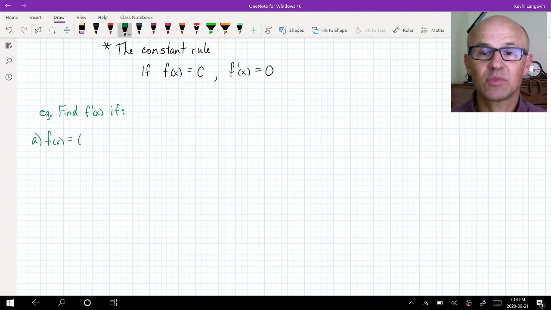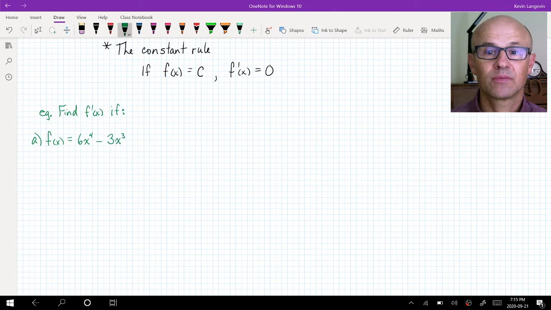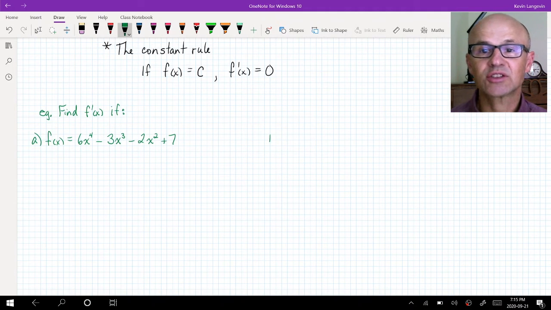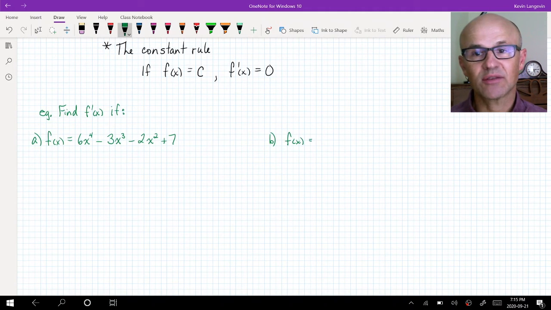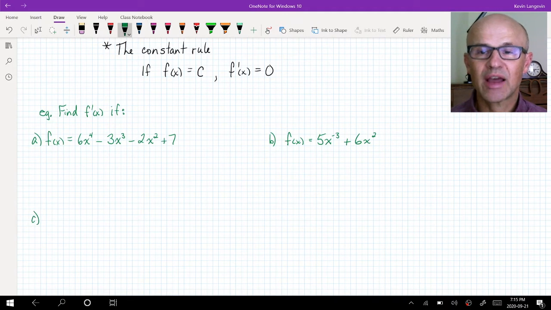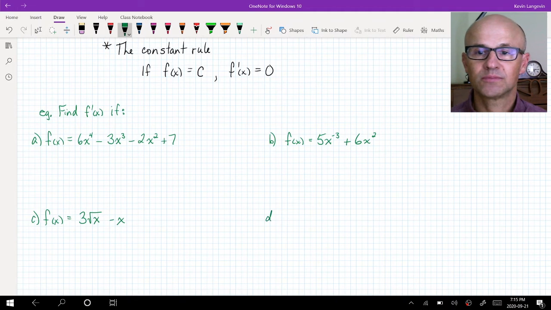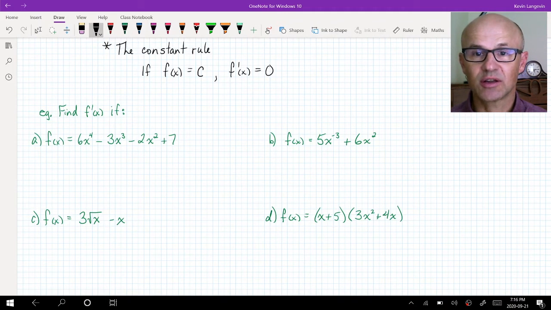A few more examples. Suppose f of x is equal to 6x to the 4 minus 3x cubed minus 2x squared plus 7. I've got a second one. Actually, what I'm going to do is I'll put 4 of them up here total. Again, I'll ask you to pause the video as soon as the fourth is up and give them a try.